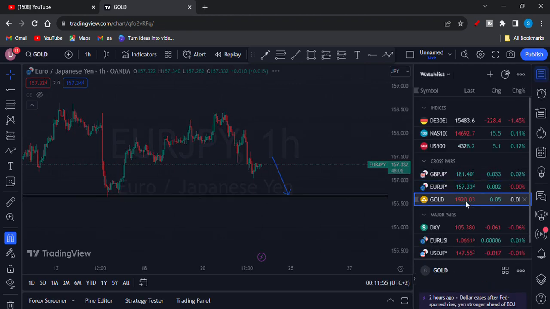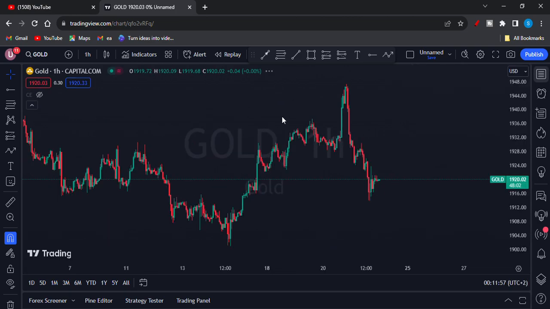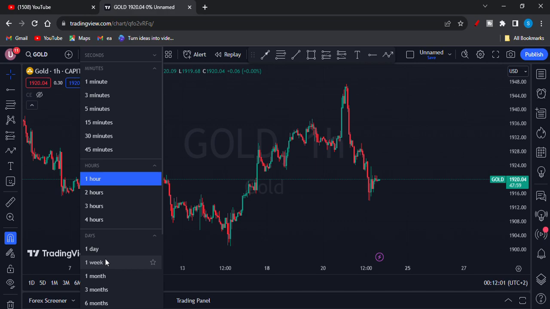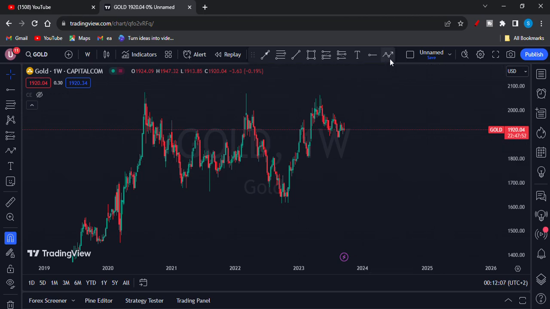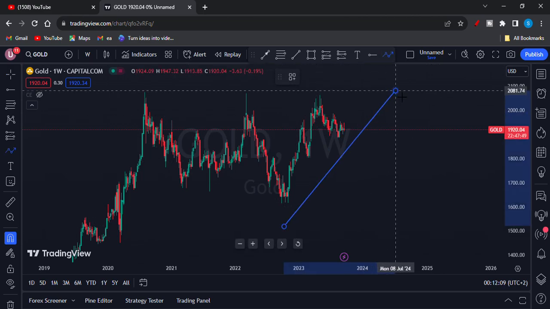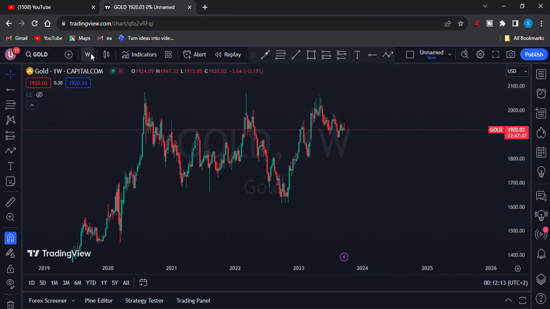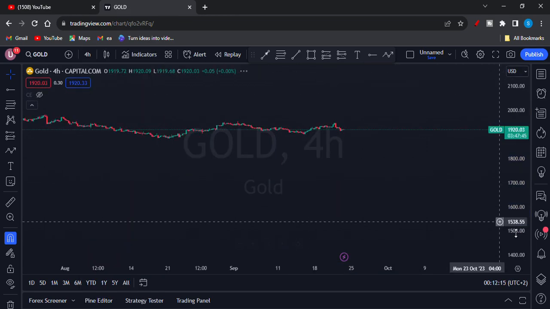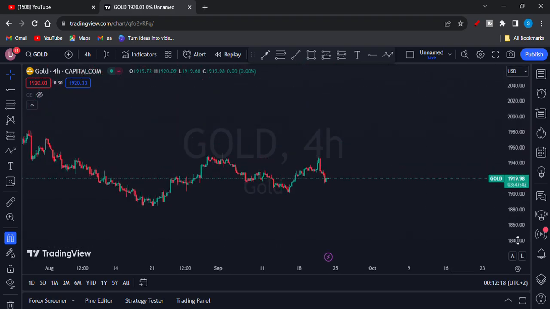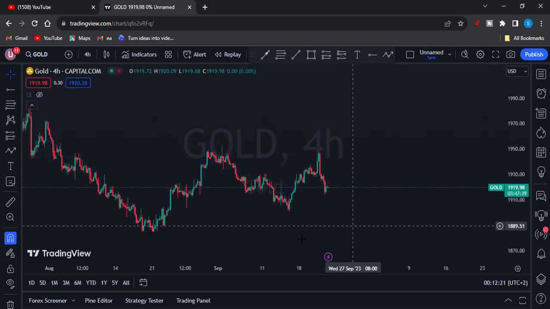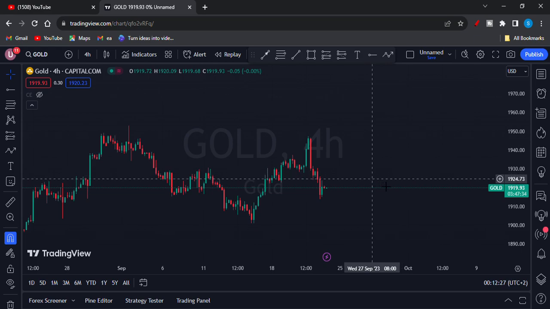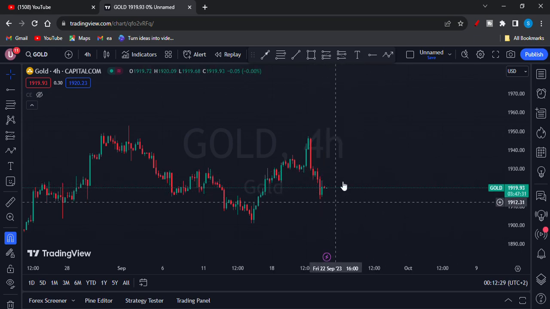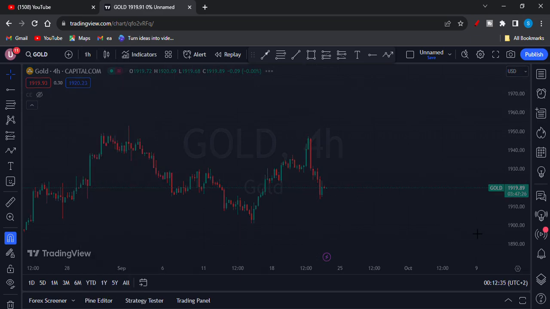And then let's go to gold. And then on a weekly, so on a weekly we are on an uptrend. And then let's go to our 4 hour. Then let me pull up this. So on a 4 hour, I don't quite see the structure clearly. Let's go to the hourly.